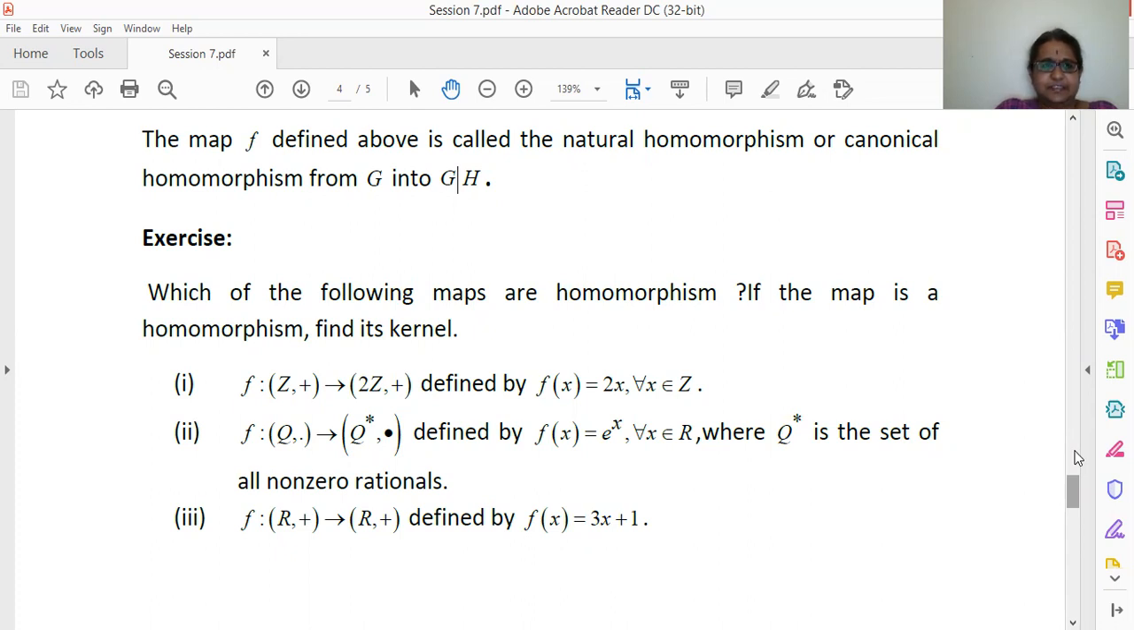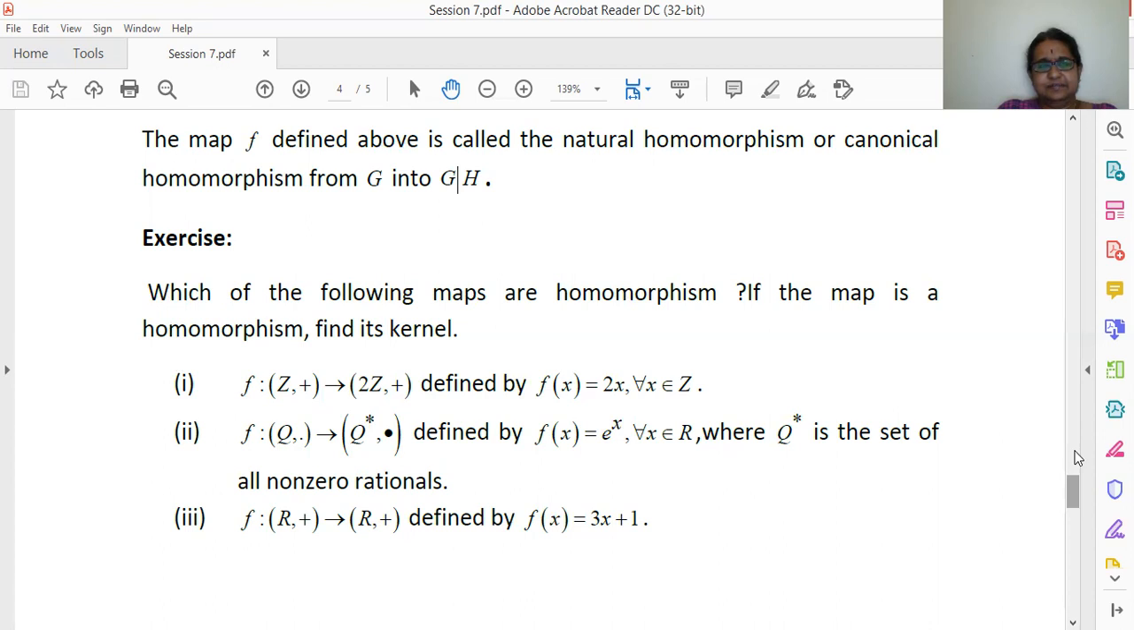Second problem: f is a mapping from (Q, dot) to (Q star, dot) defined by f of x is equal to e power x for all x belongs to R, where Q star is the set of all non-zero rational numbers. So on both sides the binary operation is dot only, that is multiplication. Now first we have to check whether f is a homomorphism. So take any two rationals x, y. f of x is e power x, f of y is e power y. So f of x dot y is e power x dot y.